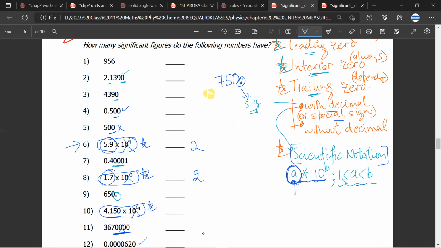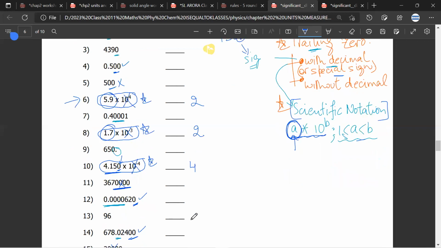Now, when I look at this 4.150, this is a trailing zero, but there is a decimal. So this would be considered significant. So 1, 2, 3, 4, four significant digits. Avantika, is it making sense? Yeah.